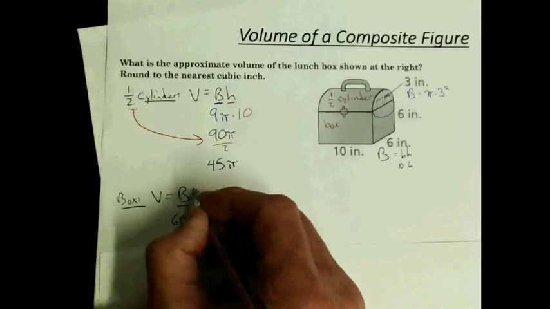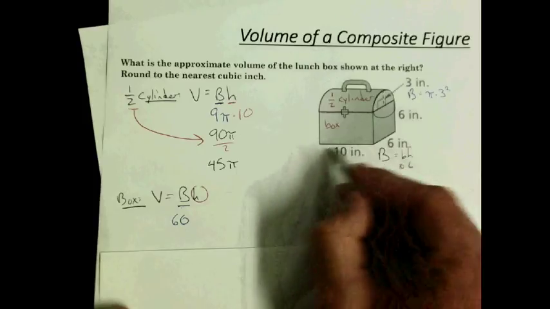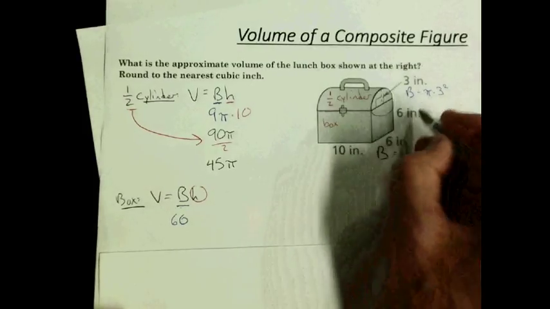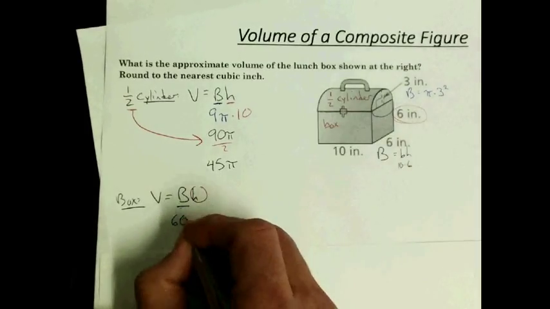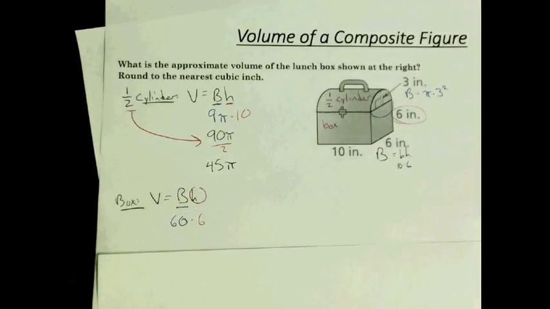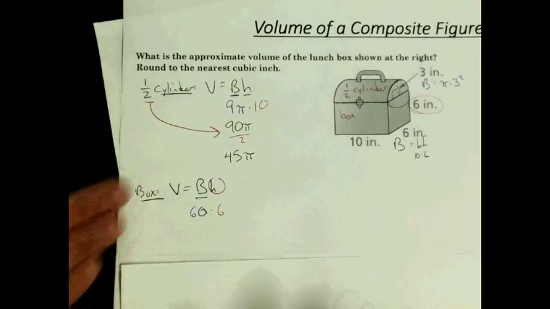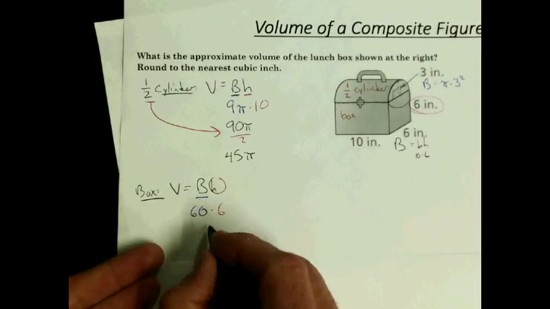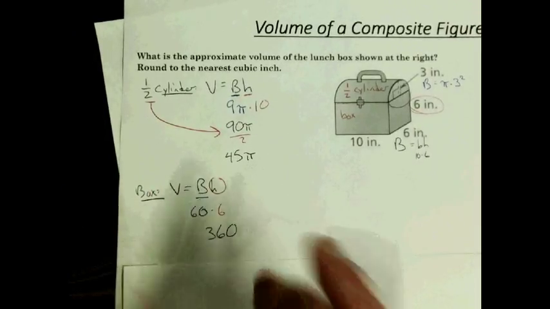And we need the height of the box. The area of our base was here, right? We looked at 10 by 6. That means the height is 6 inches. So the volume of the rectangular prism is not that tricky, right? 60 times 6 is 360.